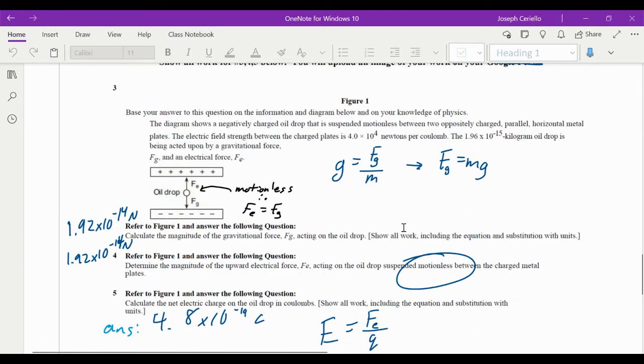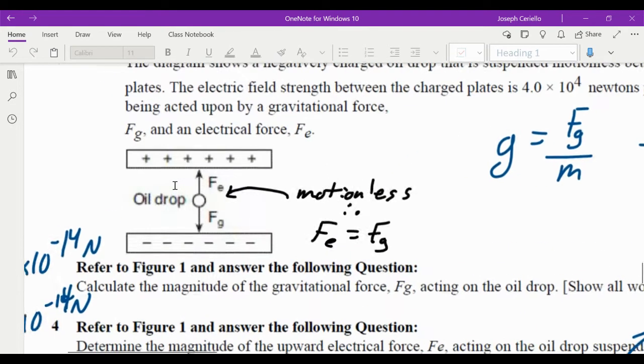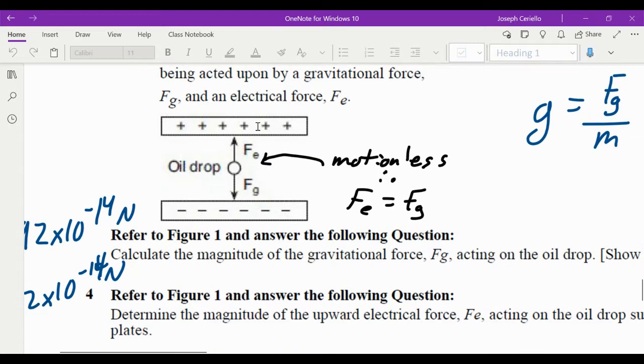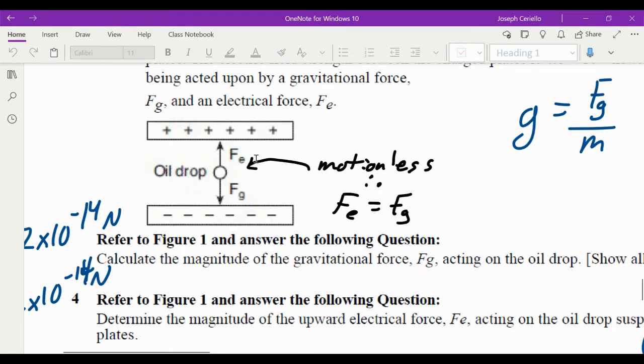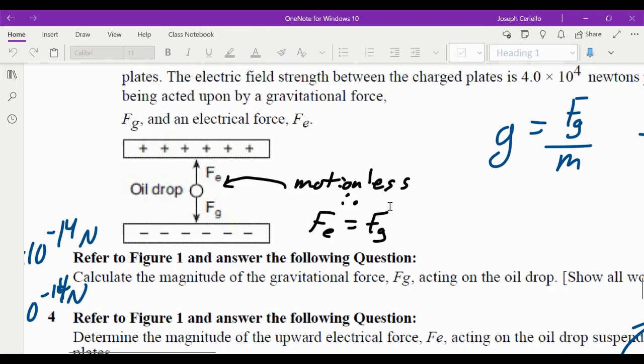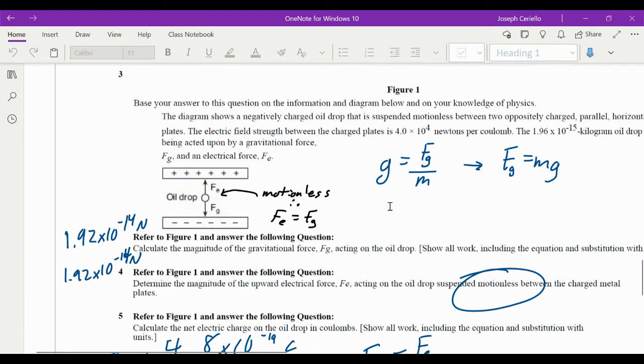So this is a question we've seen before. Let's go through it bit by bit. We have an oil drop floating here between two charged plates. Gravity pulls it down, Fe pulls it up. We are told something very important, that it is motionless. That tells you that the electrostatic force and the gravitational force must be equal. Really, really important.